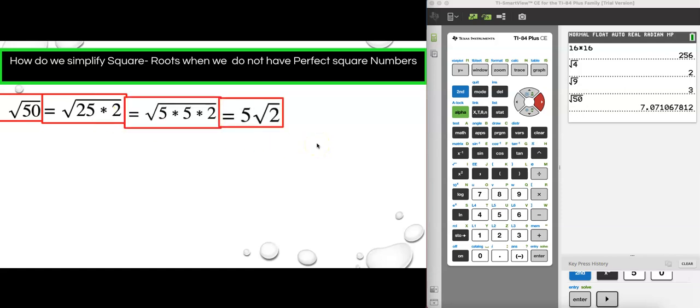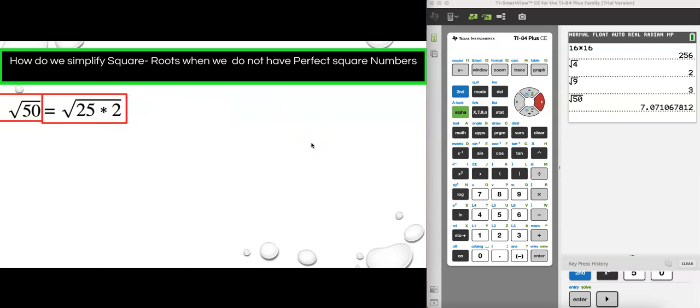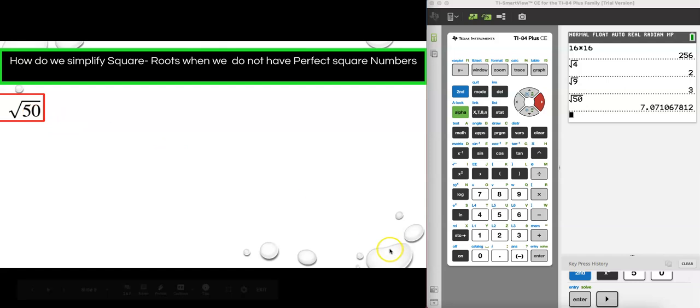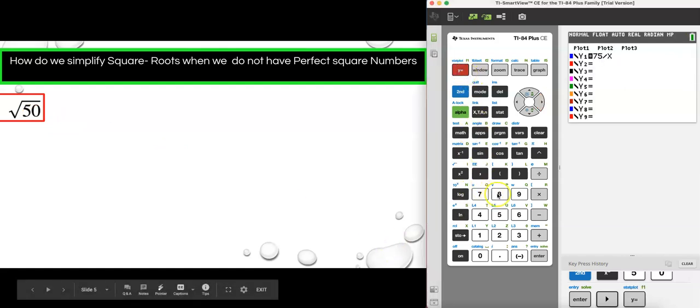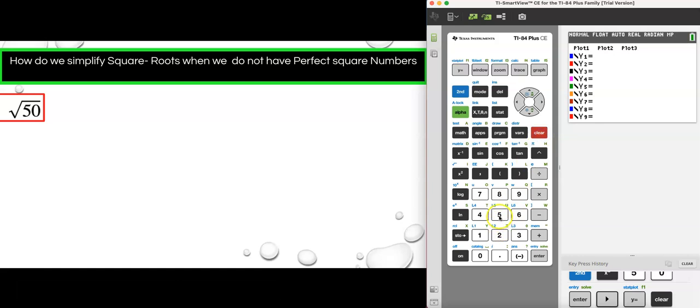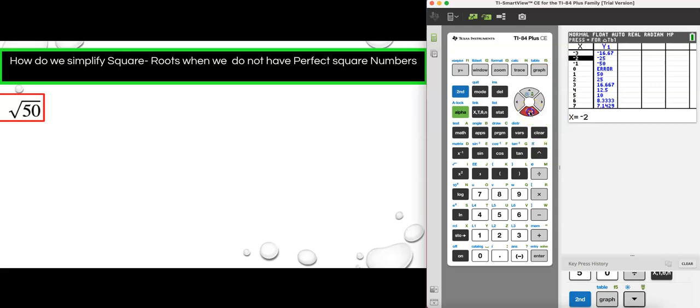Let me show you something in your calculator, just in case you're not really familiar with factors of numbers. Let's say I wanted to find the factors of 50. I'm going to go to y equals and clear this. I'm going to enter 50 divided by x, like we've done before. I hit second graph, and now I have all my factors of 50. I can scroll up and use any of these numbers, as long as they are whole numbers.